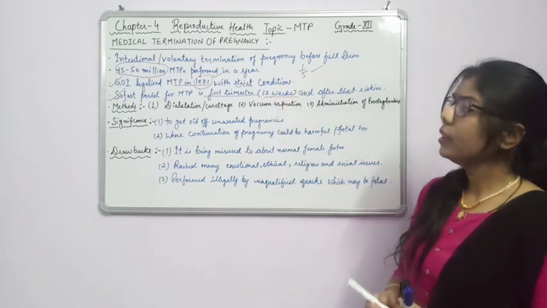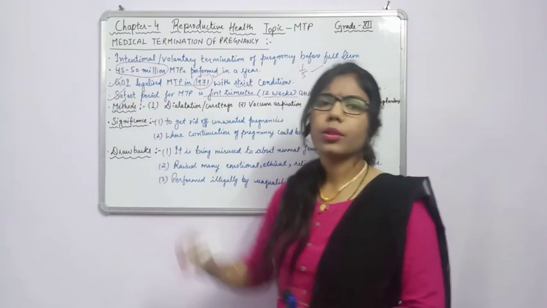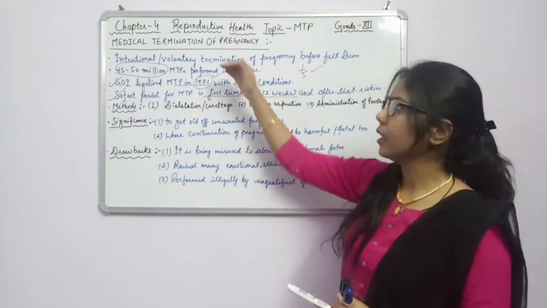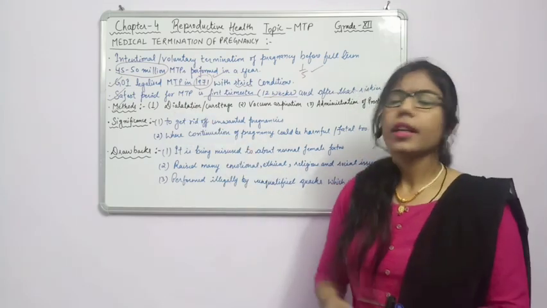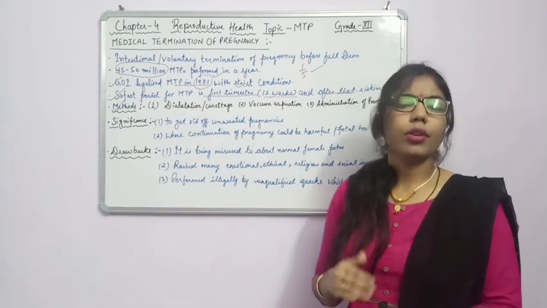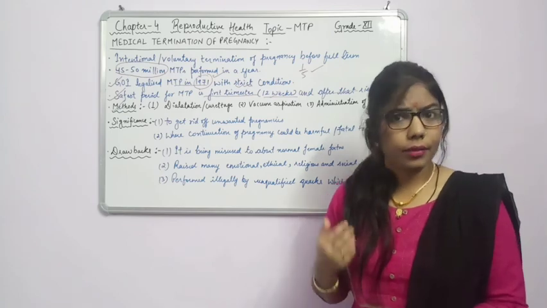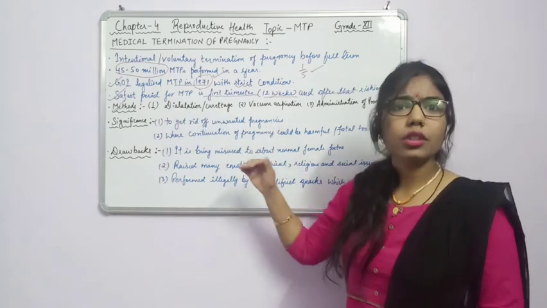Okay, now another point is the methods. So different methods are there for this termination of pregnancy. Here I have written the first one is the dilation or curettage method. In this method, what is the meaning of dilation? That is, with the help of the dilation of the cervix.